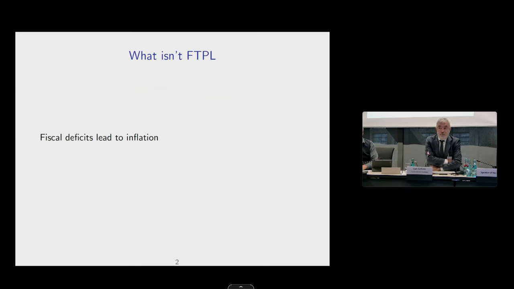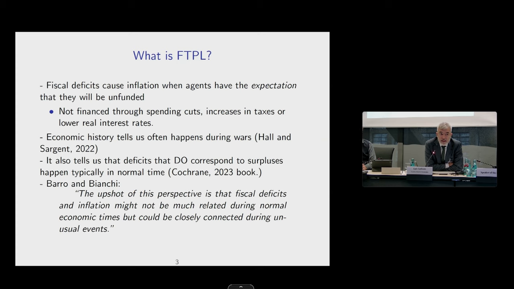Let me just start with the most obvious, but it needs to be said, which is that the fiscal theory of the price level doesn't say that fiscal deficits lead to inflation. It's something that people tend to think, and they talk about Japan, etc. It's not about that, and that's not indeed what the paper claims. The paper does a very good job, but I start with this so that it's clear. What the theory says is that fiscal deficits that are unfunded, or that there is an expectation are unfunded, will lead to inflation, the ones that are not funded by spending cuts, increasing taxes, or lower interest rates.